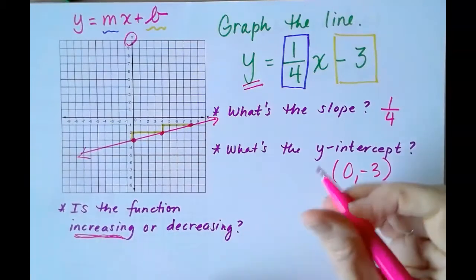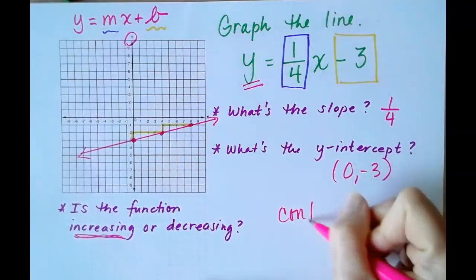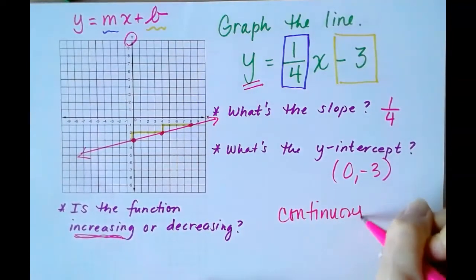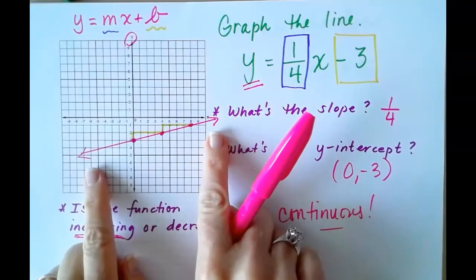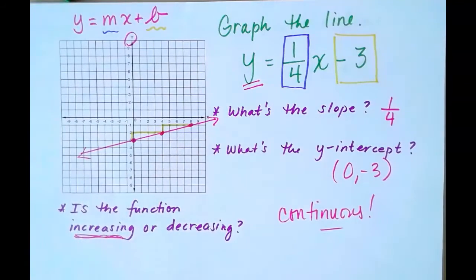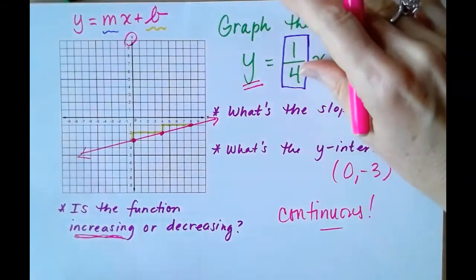Yes, linear functions are continuous. So we should be connecting the points to make the line, and it should also have arrows on the end. So that's the line y equals 1/4 x minus 3.